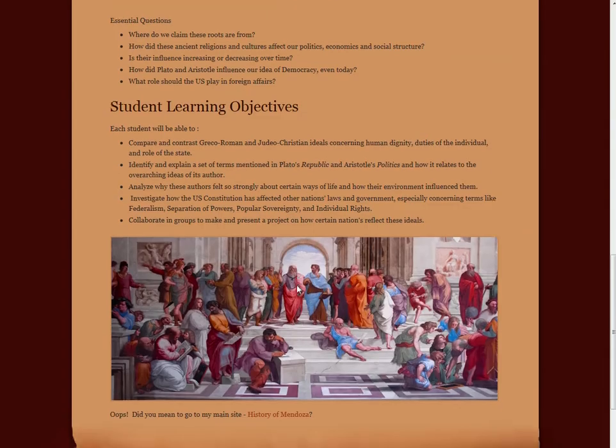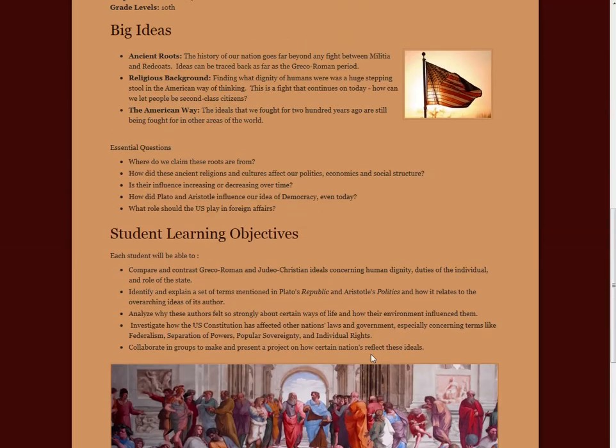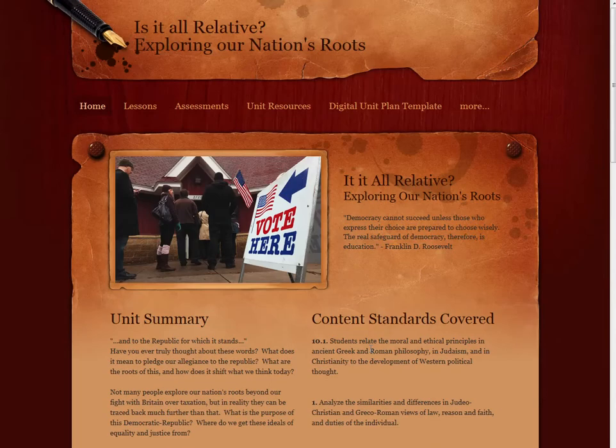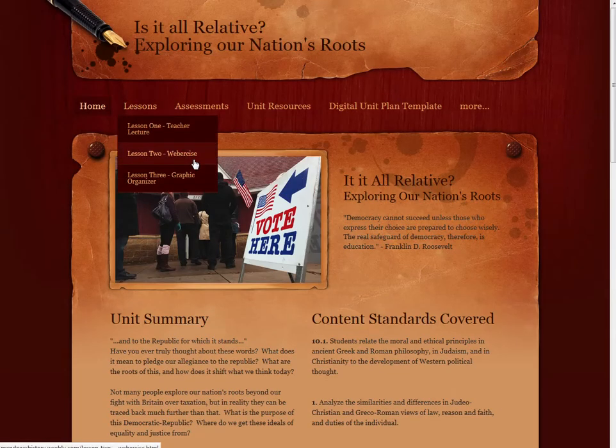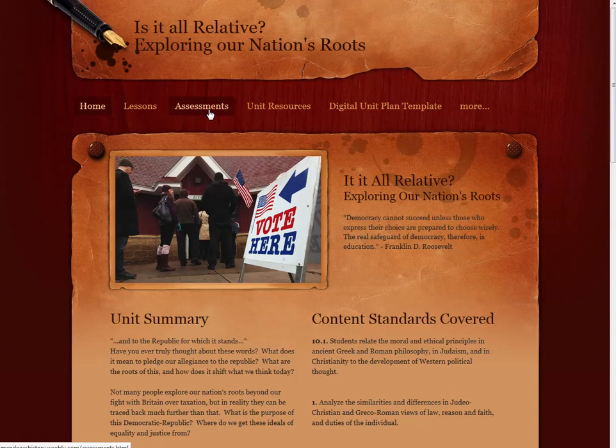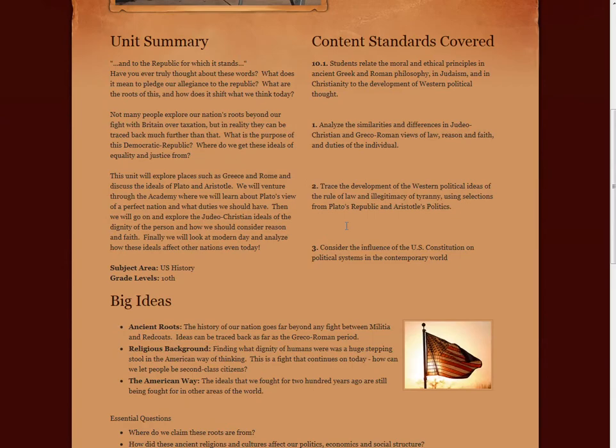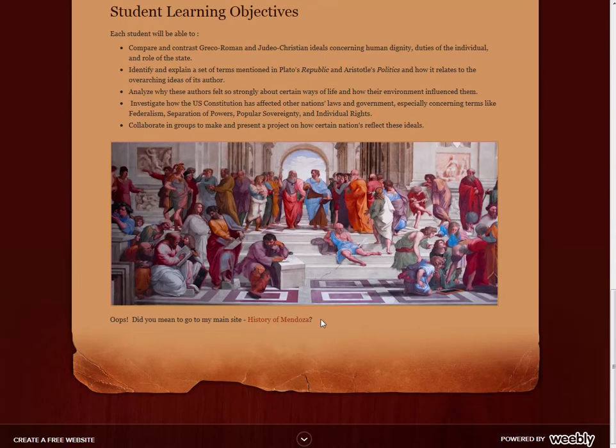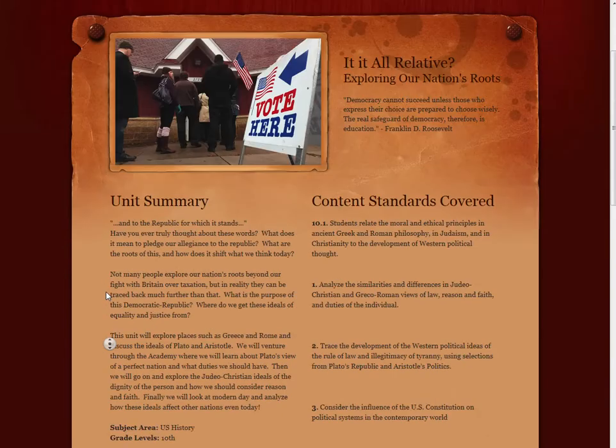Overall, I'm really pleased with how it turned out. I think that the work put in was well worth it. I went over a lot of different things. I have a lot of different lessons ready now. I have my assessments ready in case I want to do that. Different resources for them to look at. It's a pretty thorough unit plan.